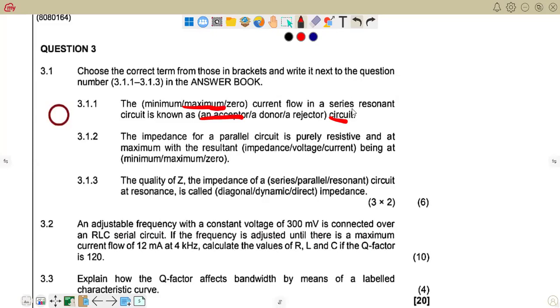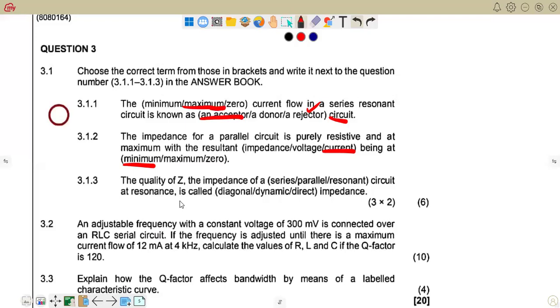Then 3.1.2, the impedance for a parallel circuit is purely resistive. That's current being at minimum. So that's now at parallel resonance. We are saying that's what is actually called the rejector circuit. It might be good to note that. It means it's now the opposite. Current is now at its minimum, and of course, impedance is now at its maximum.